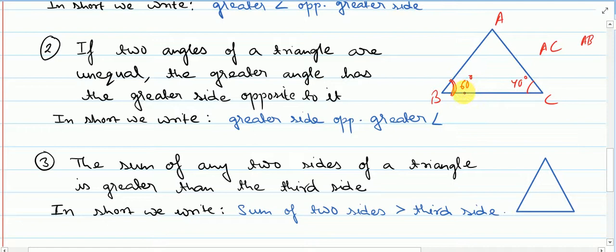So here, since opposite to AC is 60 degree, your AC will be greater than AB. Clear? So you have to remember this, that if two angles of a triangle are unequal, the greater angle has greater side opposite to it. So here 60 and 40, 60 is greater than 40, therefore AC will be greater than AB. Clear?